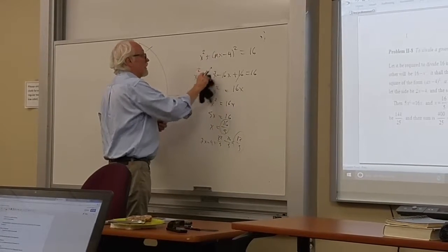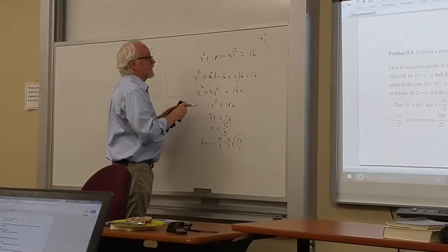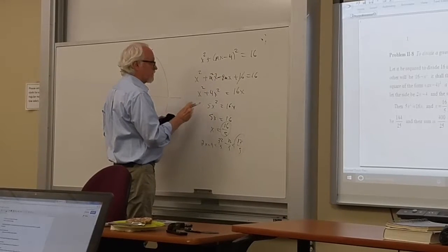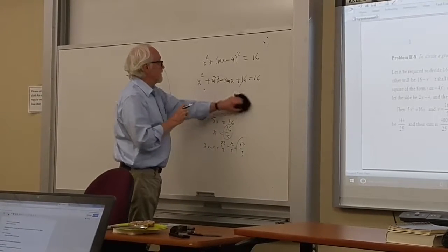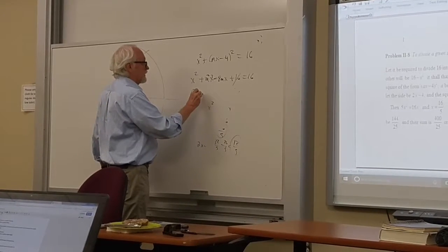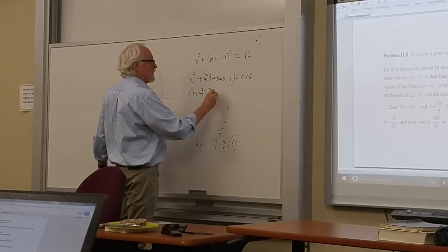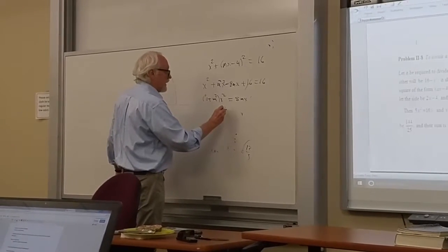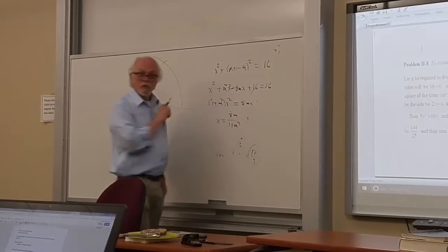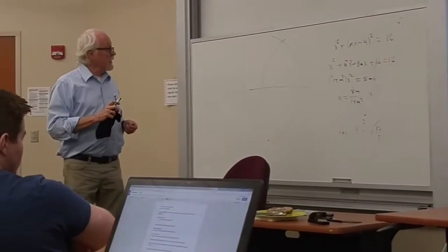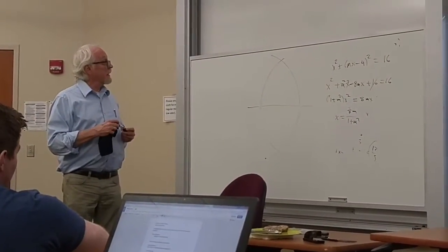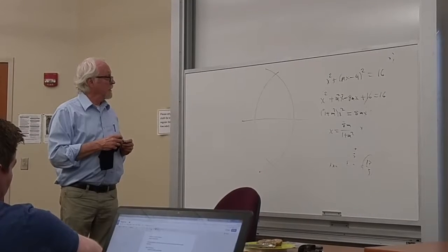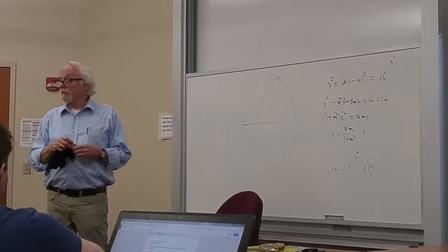if you use anything, you then have 1 plus m squared x squared equals 8mx. So x would be 8m over 1 plus m squared. And m could be any number except 1. Any integer? Any integer, right, excuse me.